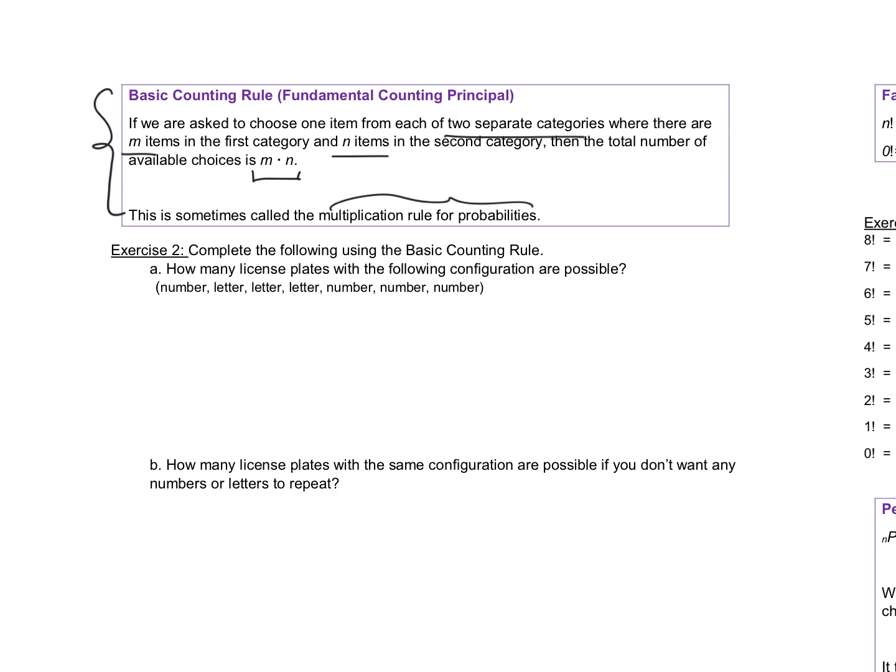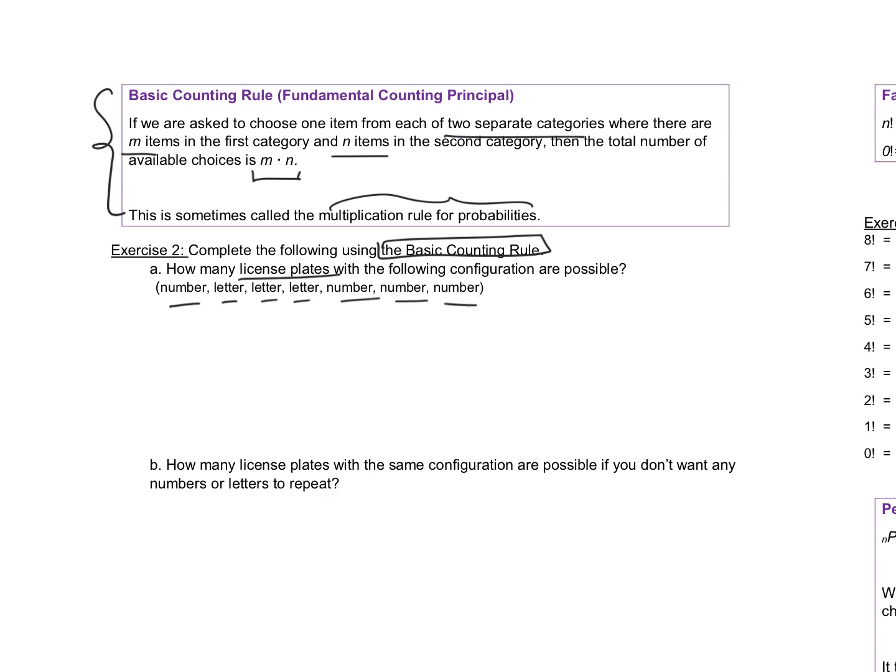So for number two, it says you want to use this fundamental counting principle or basic counting rule. And we want to see how many license plates there are. How many license plates are possible? It seems like they are all different, right? So if we want to try and calculate this, let's see. So we want to have this form where it's a number, letter, letter, letter, number, number, number.